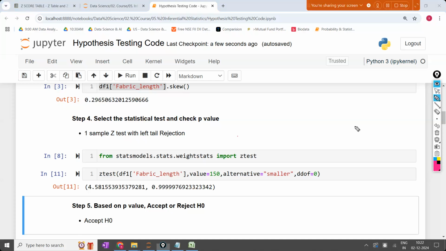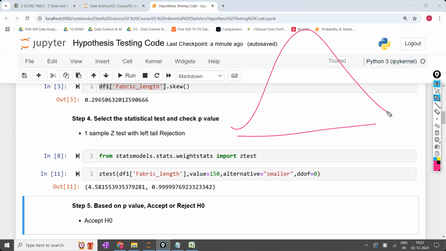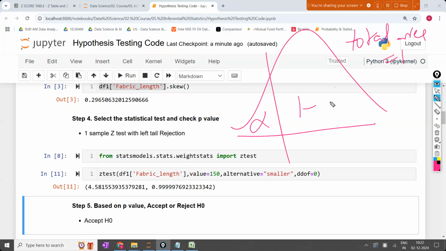No need to memorize, guys. Just remember the total area is 1. What is the total area? Equal to 1. In that, this is alpha, this is 1 minus alpha. If you combine alpha plus 1 minus alpha, the total should be 1. Alpha is 0.05. This is 0.95. So 0 to 0.05, and 0.05 to 1. Total area should be 1.